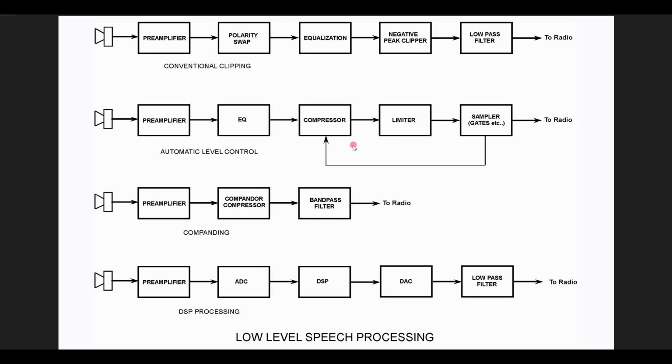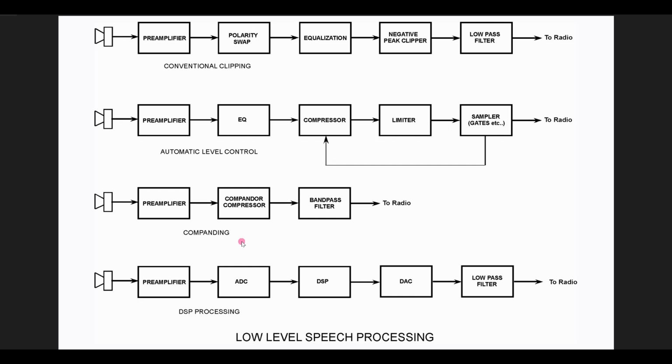The second style of speech processing is called automatic level control or automatic gain control. This is very popular. Many of the broadcast type processors use this technique. There's normally some sampling done at the end. It's fed back to a compressor or a low-level amplifier stage, and it tends to reduce the dynamic range of the speech so that it better fits into the modulation envelope. And this gives you more talk power.